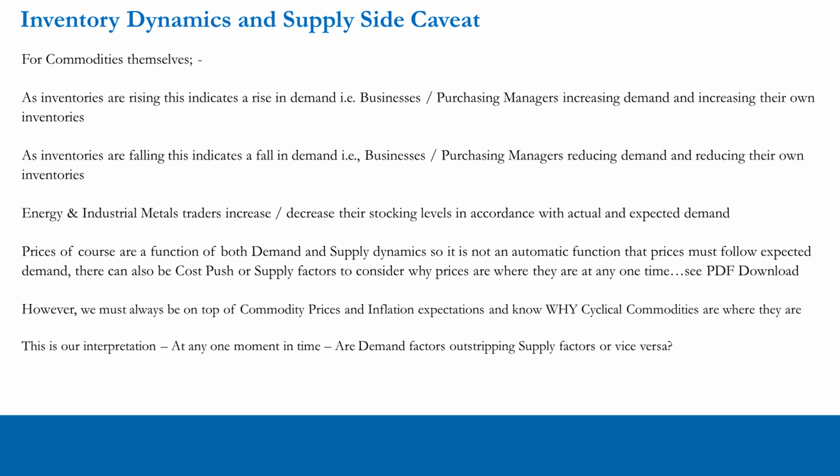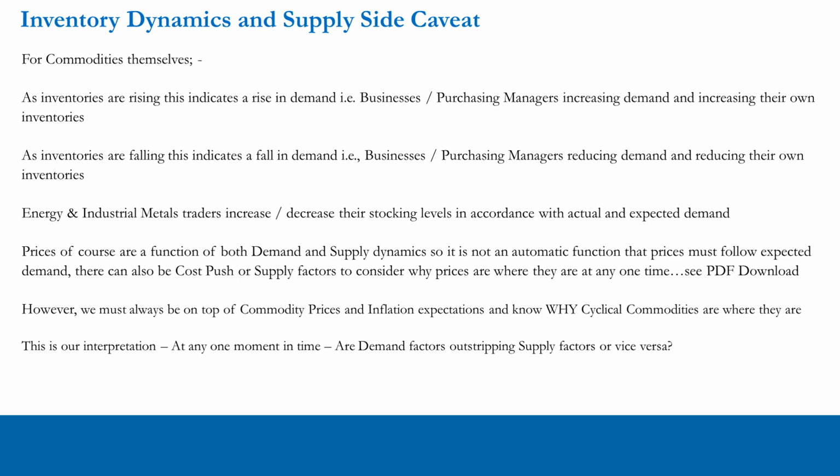So for these cyclical commodities in the energy and industrial metals space, within these companies, there are internally traders of energy and industrial metals commodities, and they are increasing or decreasing their stocking levels in accordance with actual and expected demand. So, given a constant supply, prices that are increasing and decreasing are a gauge on business or purchasing managers' actual and expectation of demand.